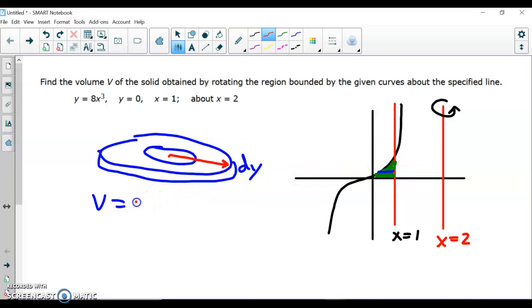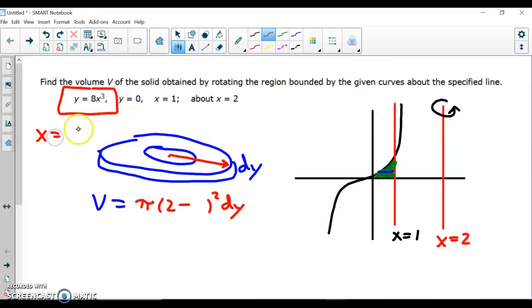We've got pi, and we've got a radius squared times dy. Now remember, when we're orienting ourselves horizontally like this, we want to do right minus left. So we've got 2 minus this x here. Remember, we have to represent this in terms of y, because our differential, our width of our disk here, is dy. So when we say this is the x, we need to make sure we define, right, it's this function. We've got to make sure we define that x in terms of y.